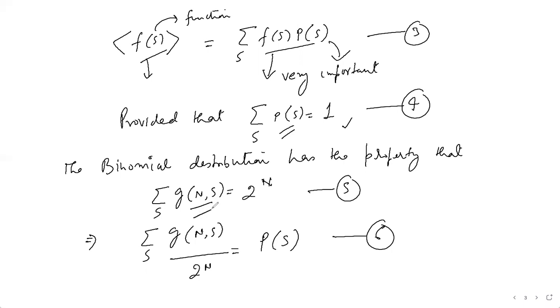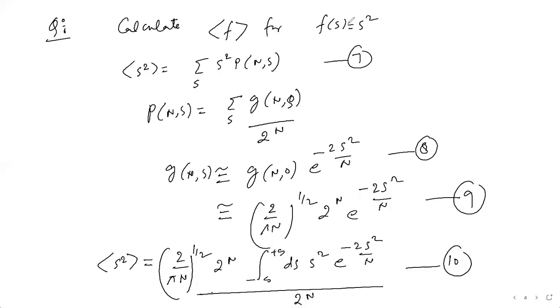We saw that the multiplicity function g(n,s), if you just sum over all s, you get 2 to the power n. Now for a function to be a probability distribution function, the sum over s of p(s) should be 1. So if we divide by 2 to the power n, this could be a probability distribution function, which is given in equation 6. For further calculating averages, we could take this binomial distribution function divided by 2 to the power n. That's the idea. Now I have a question you can solve for a given function, let's say a function which goes in proportion to s square.